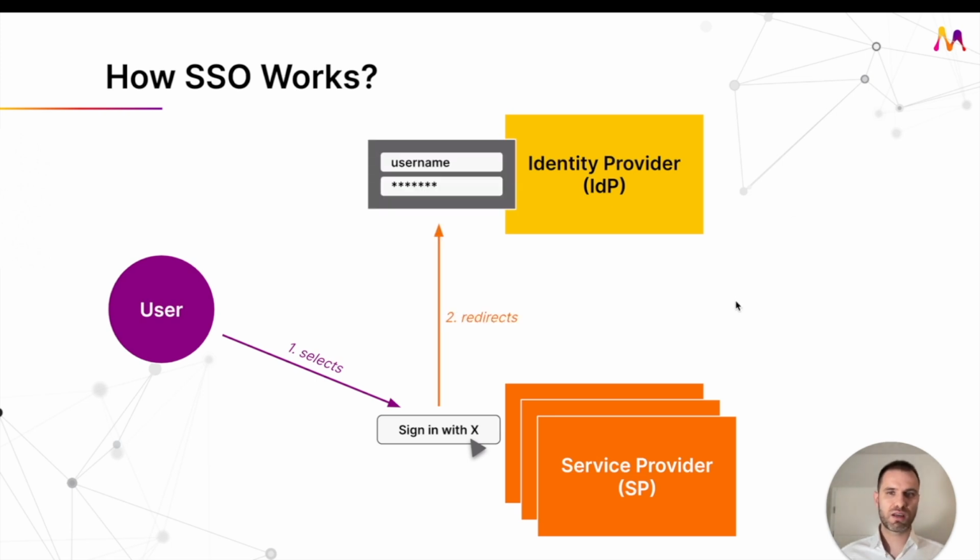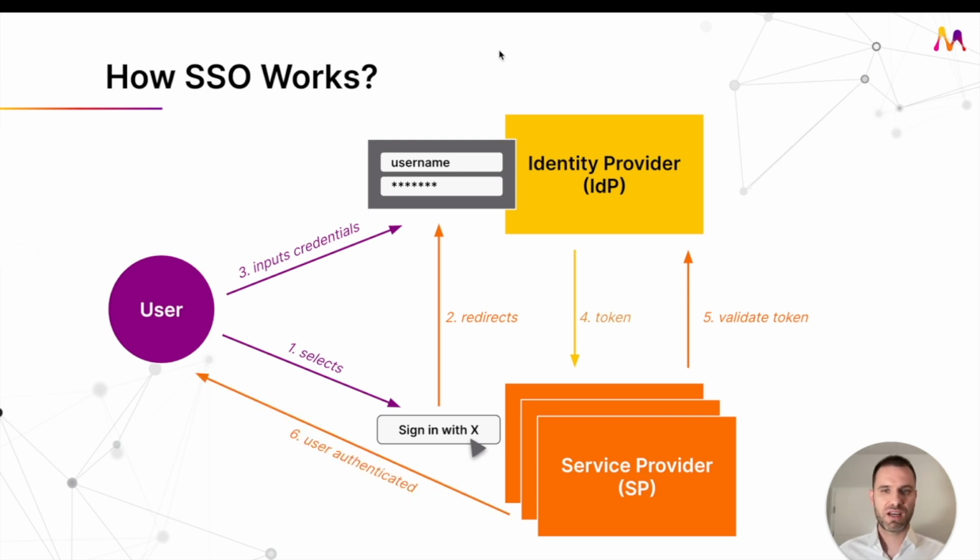Then the user is securely redirected to the identity provider. There, the user inputs their credentials. The identity provider verifies the user's identity and provides a token or credential to the service provider. Then the service provider validates the token with the identity provider, receives any additional information like usernames and roles, and finally authenticates the user back. So, where does Memgraph fit into this process?